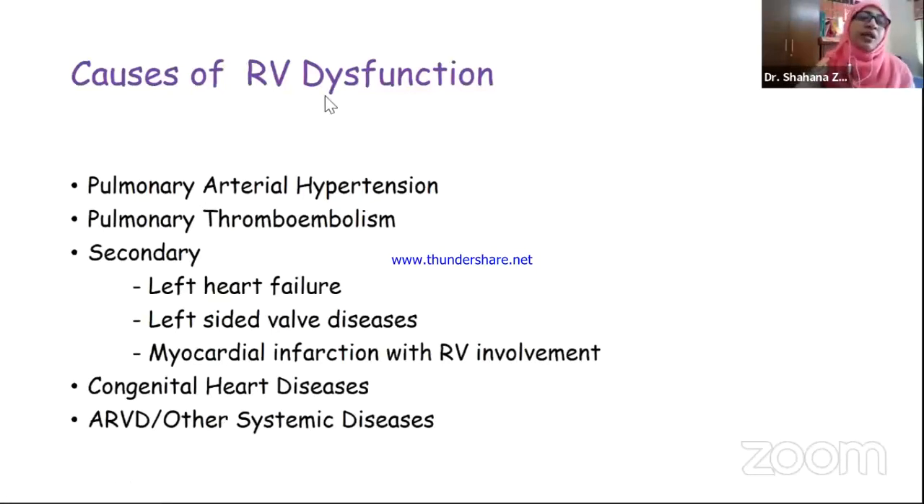The important causes behind RV dysfunction are pulmonary arterial hypertension, pulmonary thromboembolism, left heart failure, left-sided valve disease, myocardial infarction with RV involvement, congenital heart disease, ARVD, and other systemic diseases.